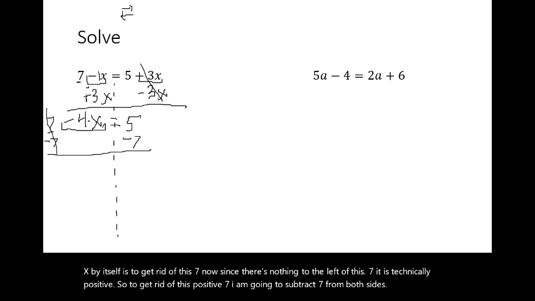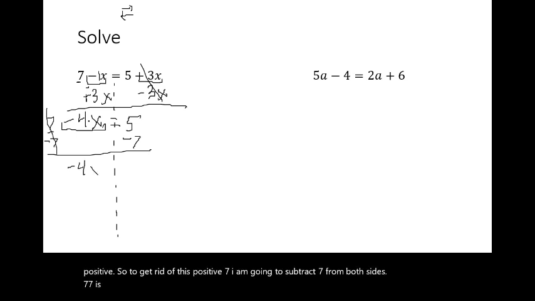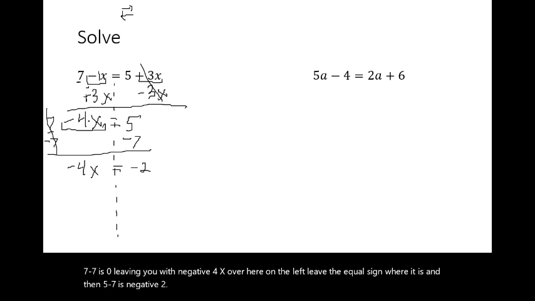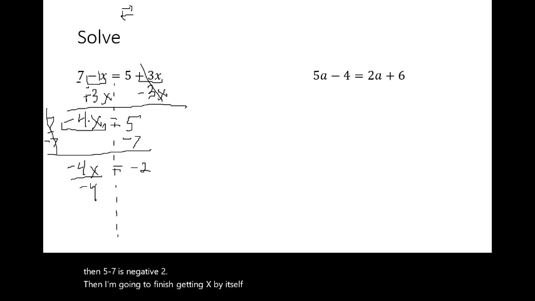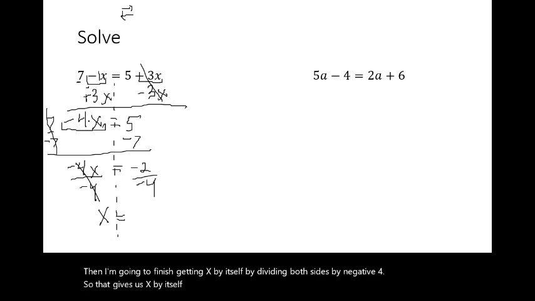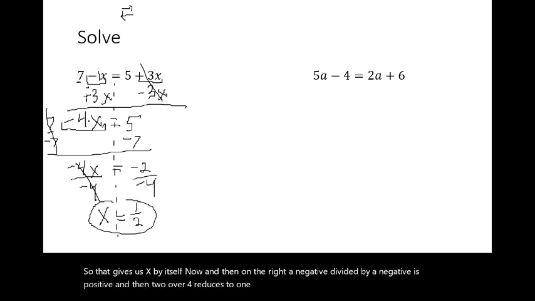7 minus 7 is 0, leaving you with -4x over here on the left. Leave the equal sign where it is, and then 5 minus 7 is -2. Then I'm going to finish getting x by itself by dividing both sides by -4. So that gives us x by itself now. And then on the right, a negative divided by a negative is positive, and then 2 over 4 reduces to 1/2. So x equals positive 1/2 is your final answer here.